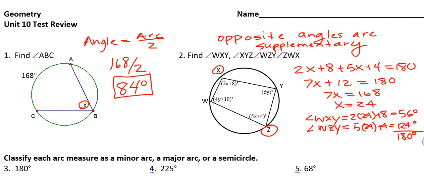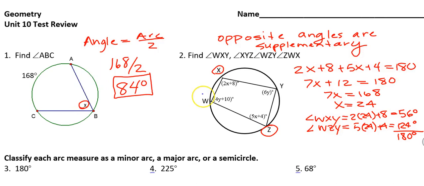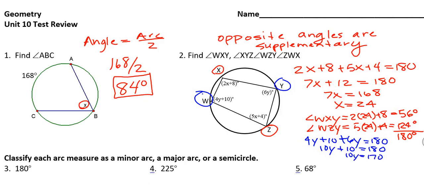The next part of this problem is to solve for y. Again, we're talking about the opposite angles here, W and Y. So we're going to add 4y plus 10 plus 6y and set that equal again to 180. That gives us 10y plus 10 equals 180. Subtract the 10 from both sides, and that gives us 10y equals 170. So y is equal to 17.